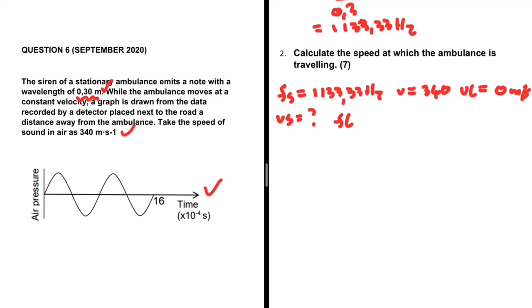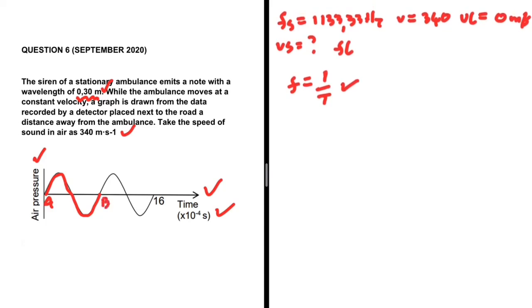Okay, FL. We know that the frequency is equal to 1 over t, right? I'm choosing this equation because of the graph I have. On the x-axis, I have the time, and on the y-axis, I have the air pressure. So that's why I want to calculate the frequency using 1 over t, because I can extract the period. We know that the period is the time taken for one complete wavelength. So from A to B, it's one wavelength, and then from B to C, it's another wavelength, right?